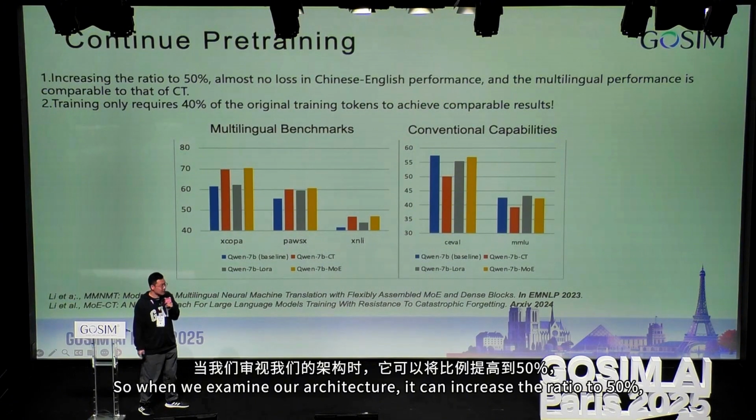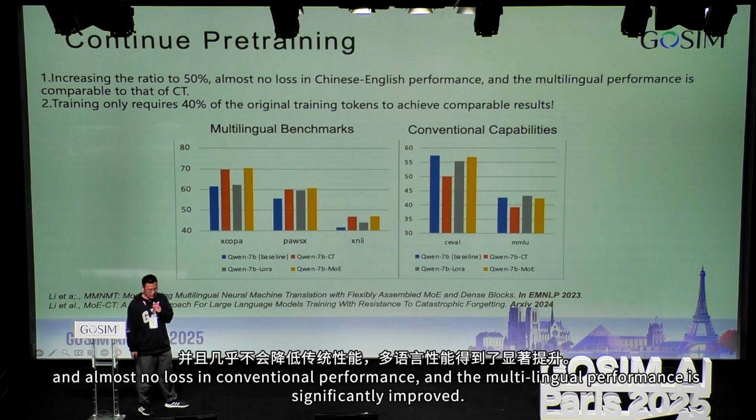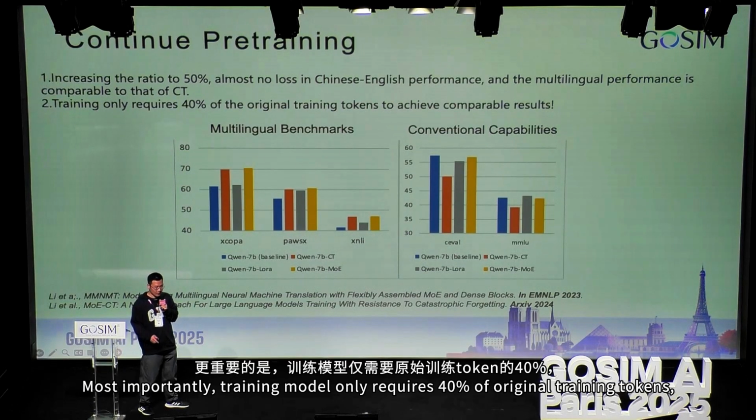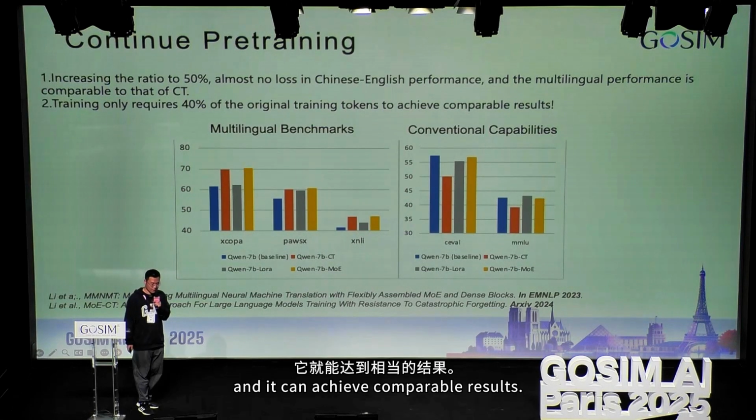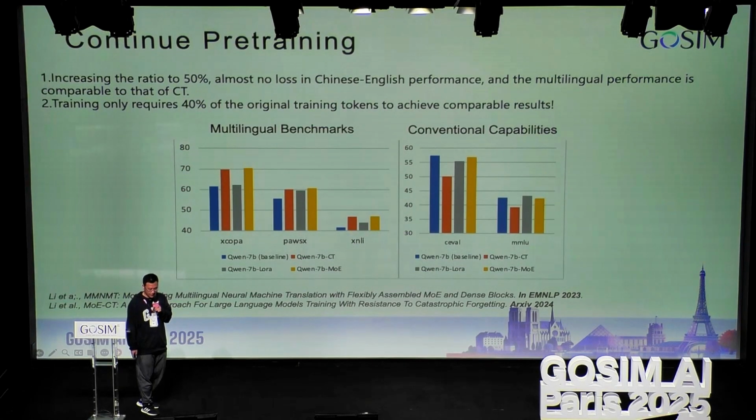When we examine our architecture, it can increase the ratio to 50%, with almost no loss in conventional performance, and the multilingual performance is significantly improved. Most importantly, training the model only requires 40% of the original training tokens, and it can achieve comparable results.